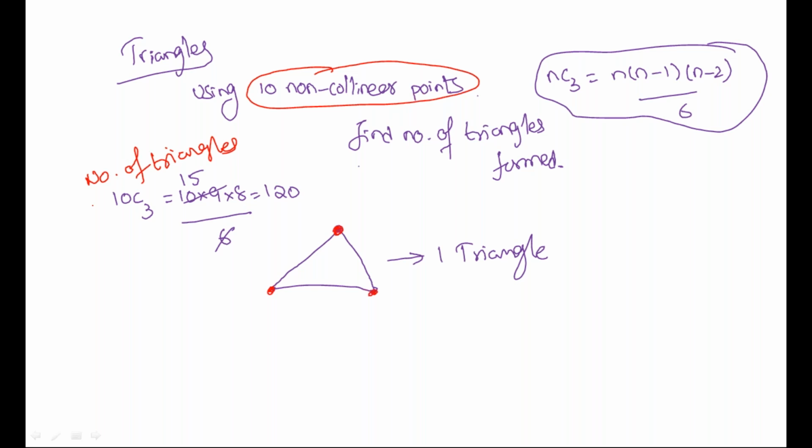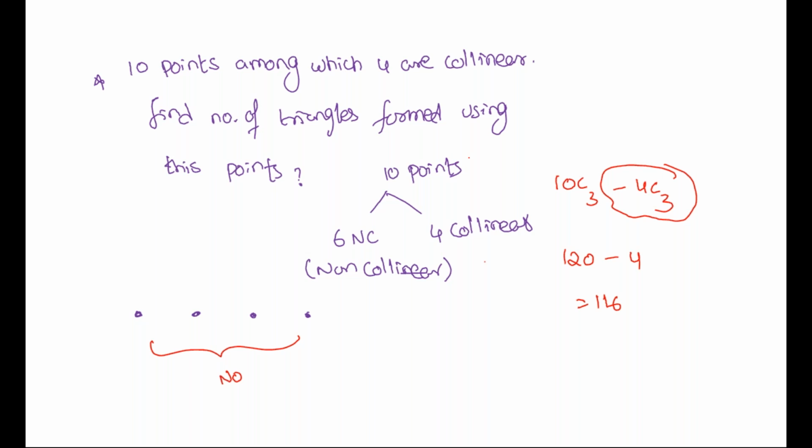Here also, in the next slide, why 120: we calculate for all 10 points. Among that, nothing is formed with collinear points, so that is what we removed. Mahalakshmi, is it clear now? We calculate for the total number of points how many triangles are formed, and from that we remove the number of triangles formed using the collinear points. That's a very simple point: 10C3 minus 4C3.